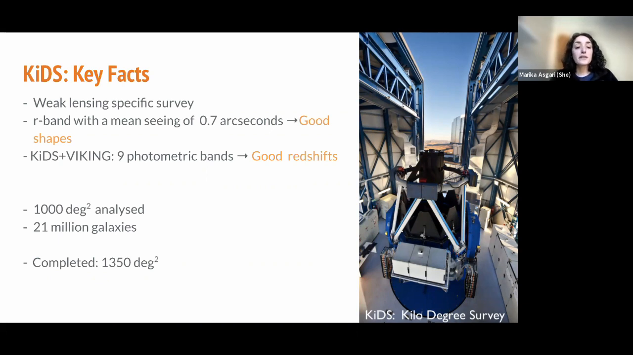So what we've analyzed so far is 1,000 square degrees of data, which includes 21 million galaxies after all the masking is done. But the survey is completed, so we have collected all the data, and we are in the process of analyzing the rest of it. I can't tell you exactly when it will happen, but sometime soon we will have the final data release.